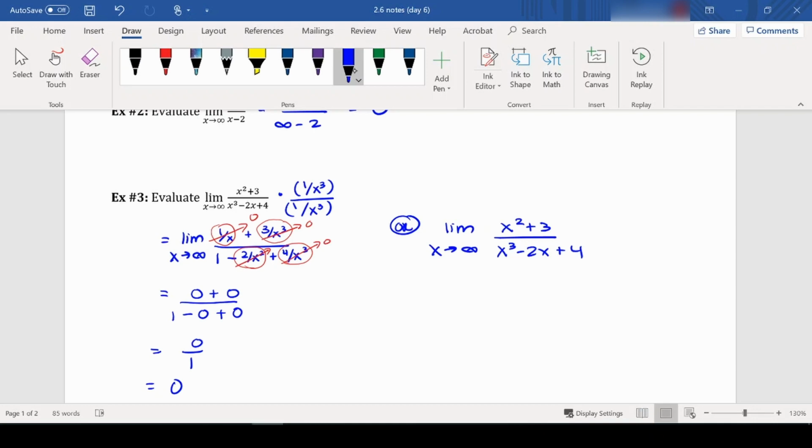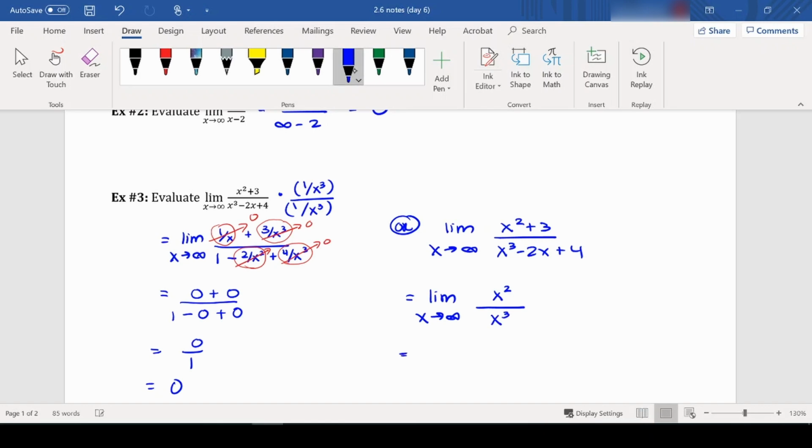So effectively, on the top, what happens is as I approach infinity, the 3 doesn't really matter. If I take a trillion squared and add 3, it doesn't make a lot of difference to me. So the top is essentially behaving just like the x squared. On the bottom, similarly, if I take a trillion and I cube it, if I subtract 2 times a trillion plus 4, again, that's not making a lot of difference to my overall number. These numbers are just too large. So the bottom is behaving like x cubed.